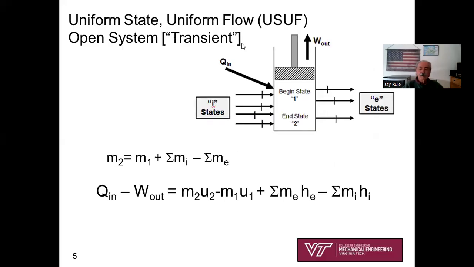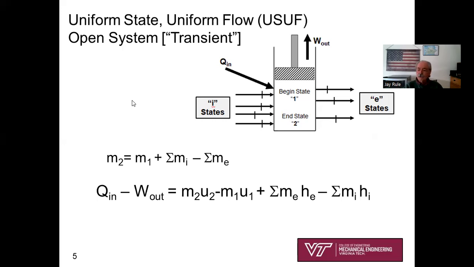Now, then we went off and we looked at a special case. Your book calls it a transient flow, a transient process. I call it uniform state, uniform flow. And it's a rather complex sketch, isn't it? I started with a piston and cylinder, but it's not a closed system because I've shown a bunch of things flowing in and a bunch of things flowing out through some process 1 to 2.